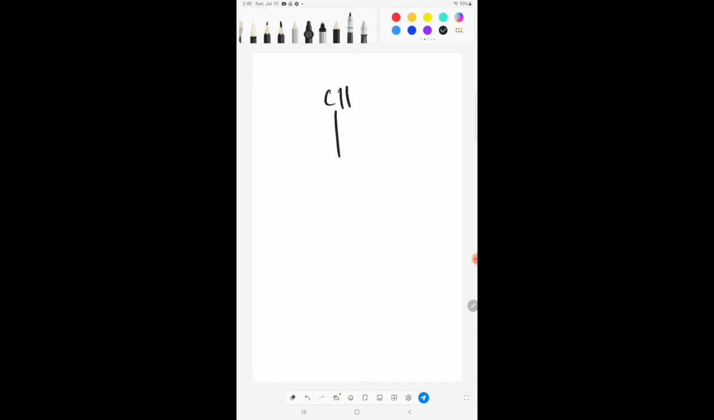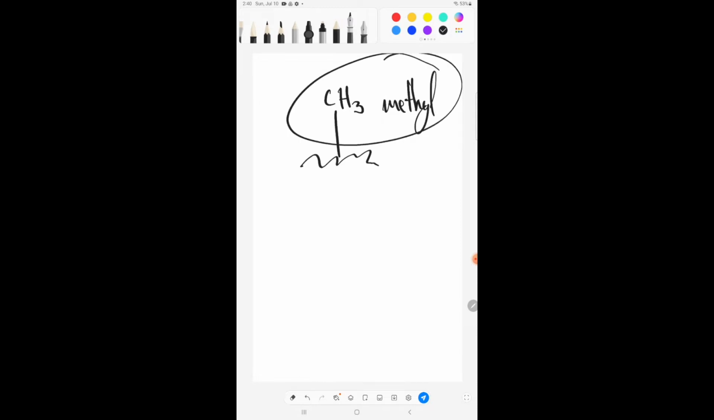Let's say we draw this. What is this? And then we have our main molecule. This is a methyl group, right? So that's one of the 6 most common substituents you'll see in a molecule.